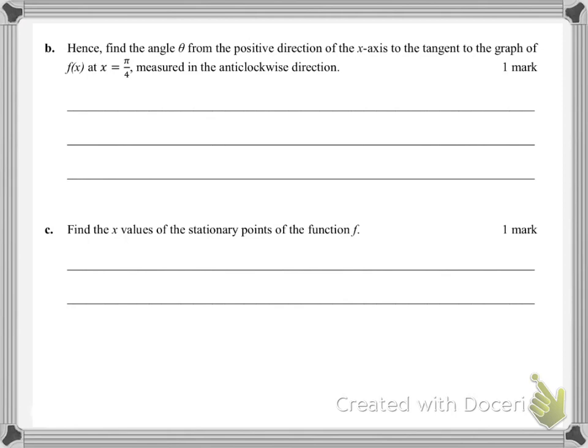Alright, so what else can we do? Hence, find the angle from the positive direction of the x-axis to the tangent of the graph. So an important thing about an angle of a straight line hitting an x-intercept, this is the tangent function itself. So for a gradient of minus 1 of the tangent to the curve, we can use the tangent trig ratio to work out the angle. So the angle is the inverse tan of the gradient of the line, which is going to give you 3 pi on 4.